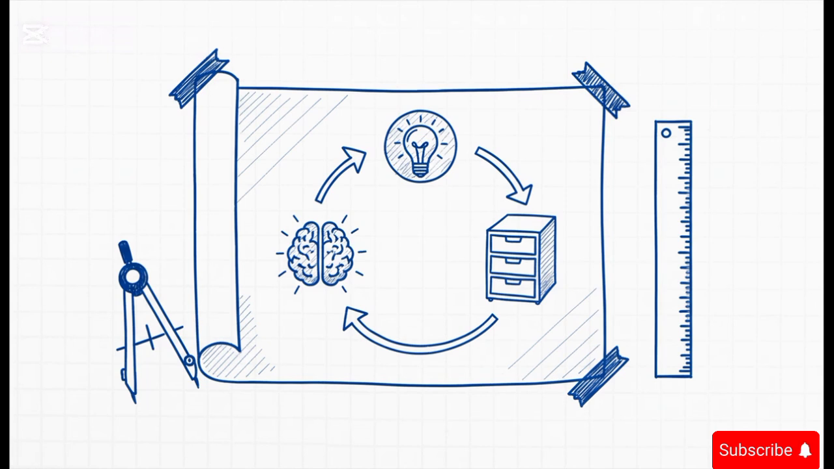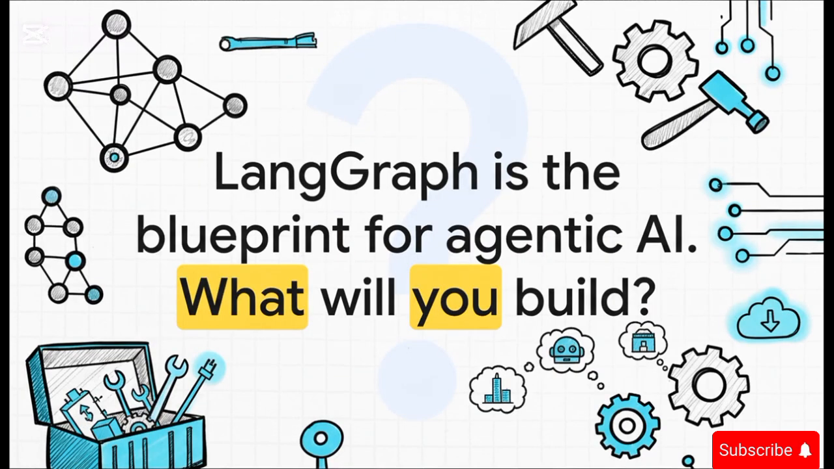Which really brings us to the big takeaway here. LangGraph isn't just another library you can import. It's more like a new way of thinking about building AI. It's the blueprint, the scaffolding you need to create apps that can actually reason, remember, and act in those cyclical ways that we normally associate with real intelligence. So look, the framework is here. The tools to build truly agentic AI are more accessible right now than they have ever been. So the only real question left is, what are you going to build with it?